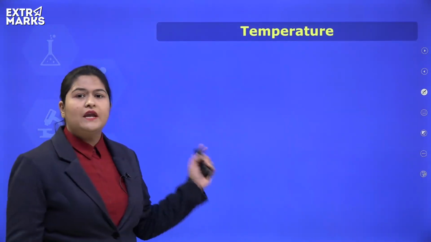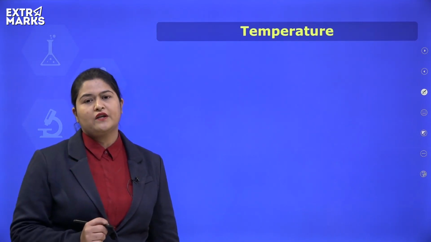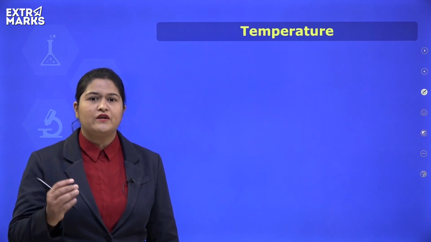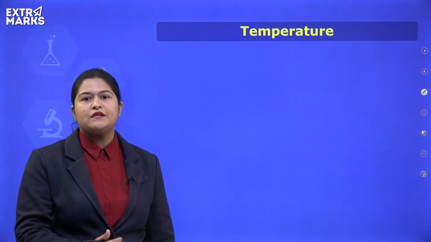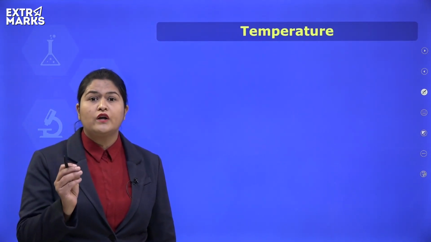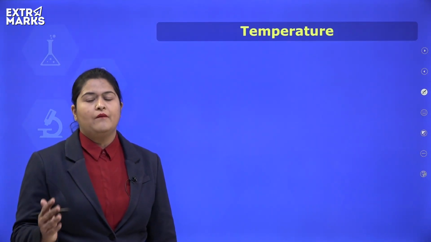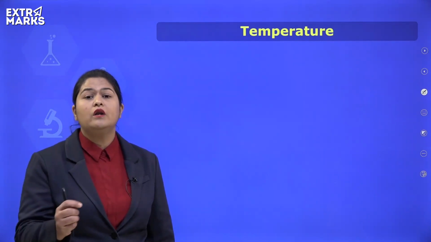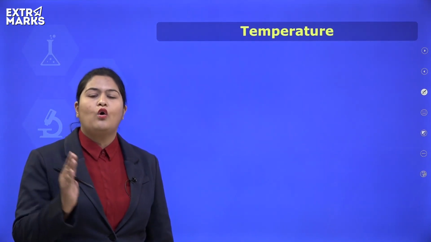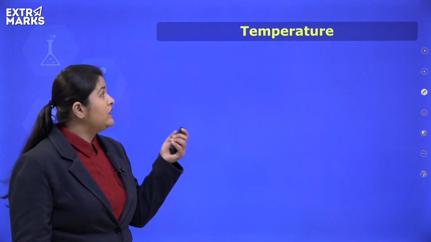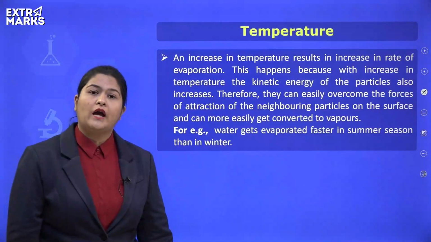Let's move to the next factor now. The next factor is temperature. What is temperature? You can describe temperature as the degree of hotness or coolness of any body or any area. Okay, so it gives you an idea of how cold or hot an area or an object actually is. So, with the increase in temperature, what happens?